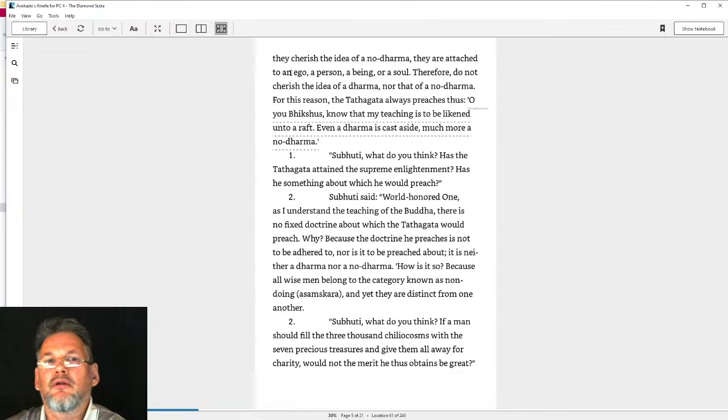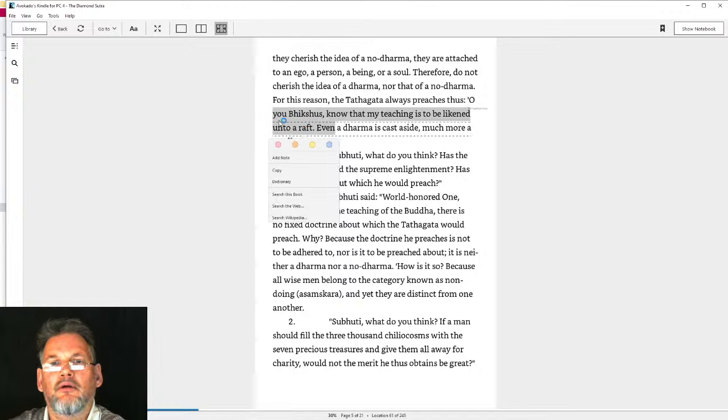So that's if they cherish the idea of no dharma, or say, I don't know any dharma, right? That's also an idea, but that's the idea of no dharma, or no teaching. Therefore, do not cherish the idea of a dharma, or teachings, nor that of a no dharma. For this reason, the Tathagata always preaches thus, O you Bhikshus, that's monks, or the followers. Oh, you followers, know that my teaching is to be likened unto a raft. Even a dharma is cast aside, much more a no dharma.